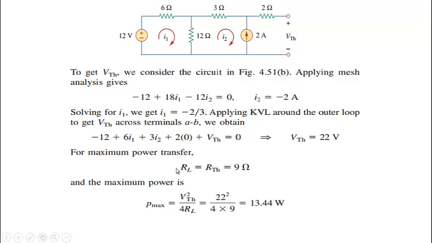For maximum power, we know that RL is equal to RTH. We don't have to find out this RL. RTH we have already calculated, and it is equal to 9 ohms. So the maximum power will be Pmax equals VTH squared over 4RL, that's 22 squared by 4 into 9, that is 13.44 watts. In this way, we'll be able to calculate the maximum power. We have to first convert this circuit into the Thevenin circuit, and then RL will be equal to RTH for maximum power transfer.